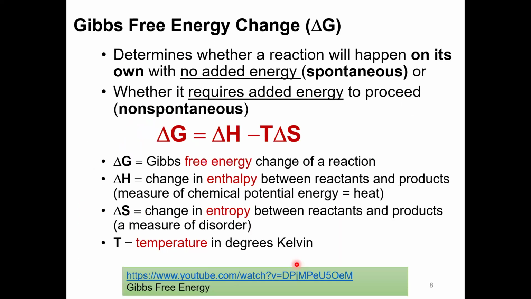Now, to figure out whether a reaction itself is spontaneous, meaning that there is no added energy, or if it needs energy to fire, there is something called the Gibbs free energy change. This is an equation where delta G, which is the Gibbs free energy change, equals delta H, which is the change in enthalpy, minus the temperature in degrees Kelvin times delta S, which is the change in entropy.